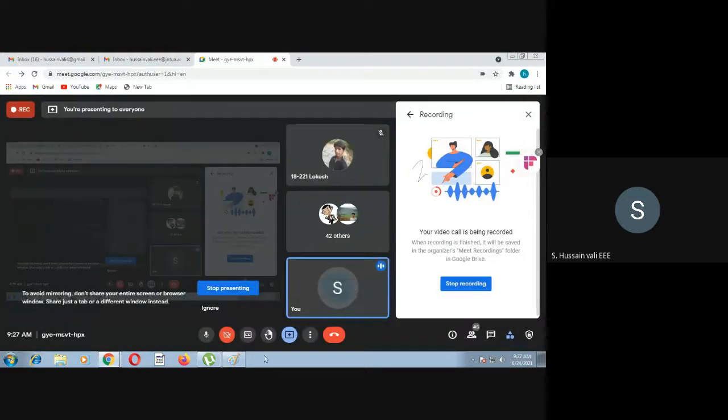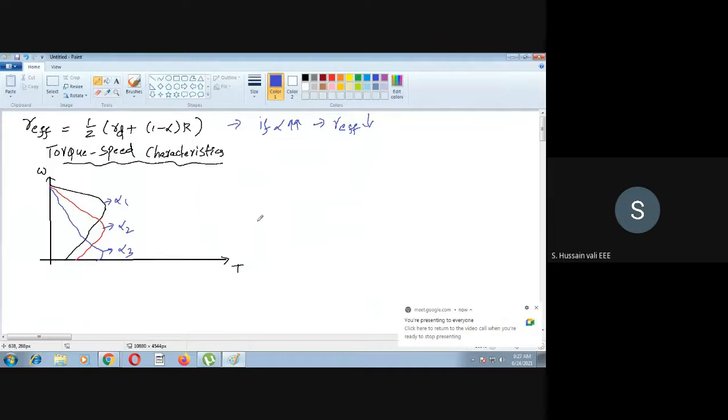What is the relationship between alpha 1, alpha 2, alpha 3 now? I will write like this: alpha 1 greater than alpha 2 greater than alpha 3, because you know very well that the graph shifts to the right side. These are the points where the speed is 0. It means these are starting torques. We'll take them as TST1, this is TST2, this is TST3.